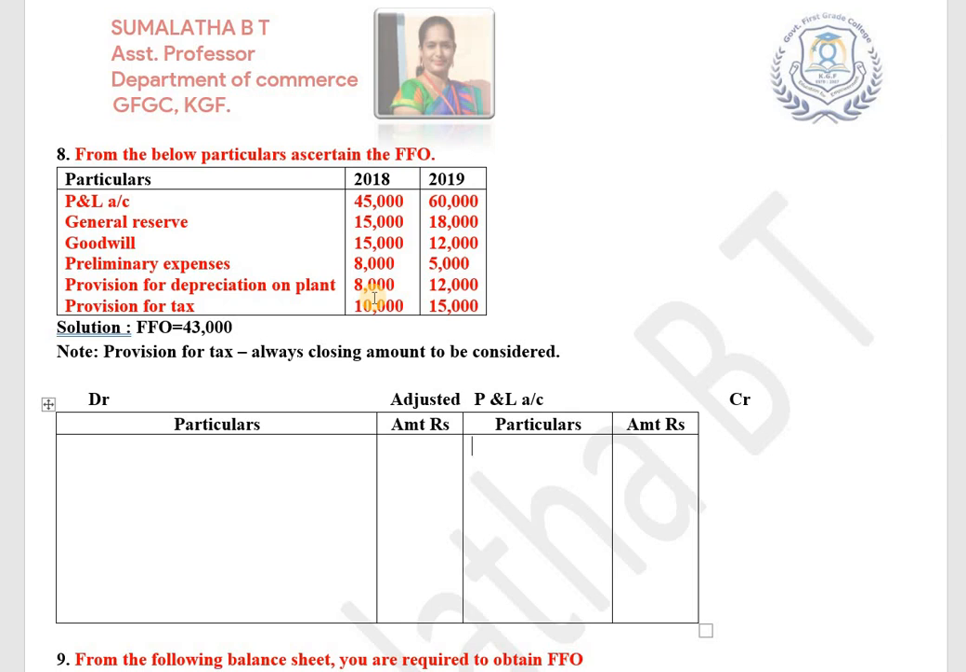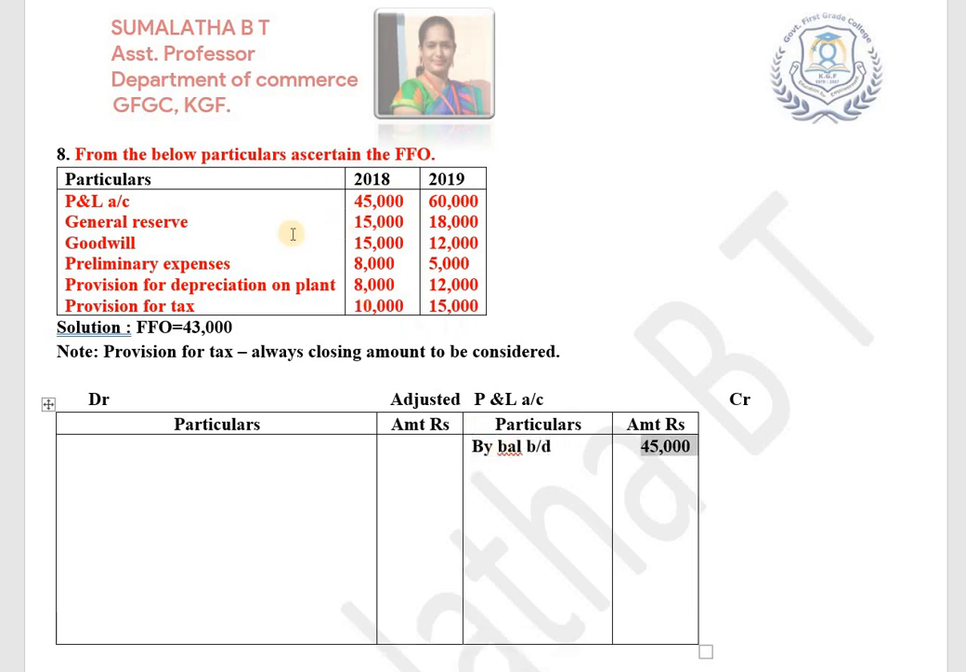Now let us go for solving. First take the opening balance. By balance brought down how much? 45,000. And next, general reserve. Note, to general reserve and ಬರ್ಬಿಟ್ಟು increase.